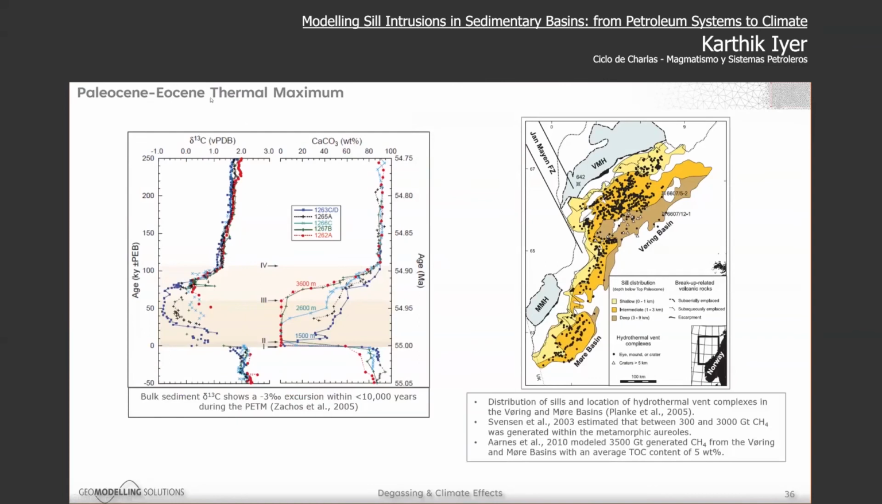So the Paleocene-Eocene Thermal Maximum is associated with this region in the North Atlantic, and is also associated with a negative carbon isotope excursion of around 3 per mil. And Sverre Planke and his colleagues had mapped out the number of vents in the Vøring and Møre Basin, which is very close to our model region. So what we did is we calculated how much comes out of a single vent, looked at the geometry distribution in the Vøring and Møre Basin and the number of vent structures there, and tried to figure out how we can upscale that to basin scales.